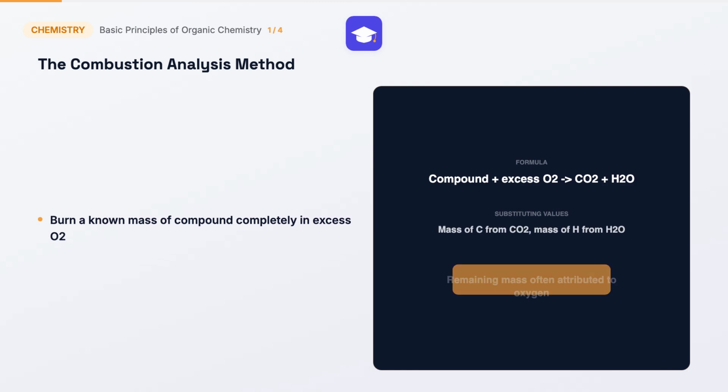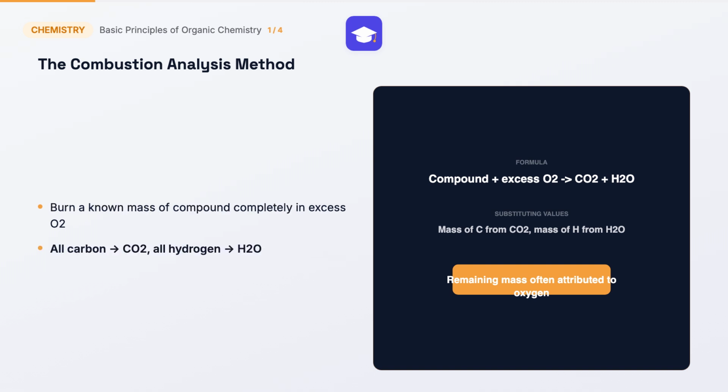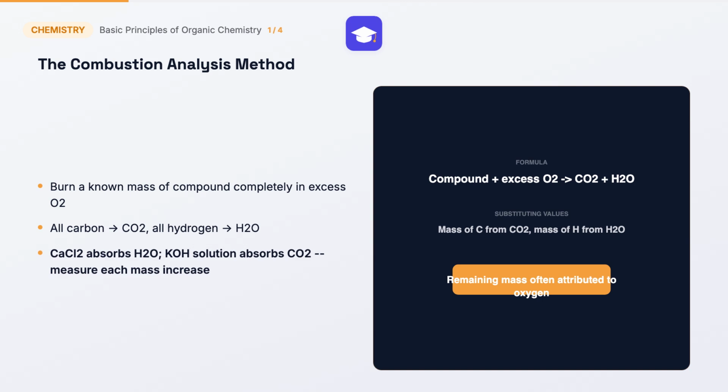Let's begin. A known mass of an organic compound is burned completely in excess oxygen, converting every carbon atom into carbon dioxide, and every hydrogen atom into water. These two products are then captured separately, water absorbed by anhydrous calcium chloride, and carbon dioxide absorbed by potassium hydroxide solution, and each absorber's mass increase is measured precisely.